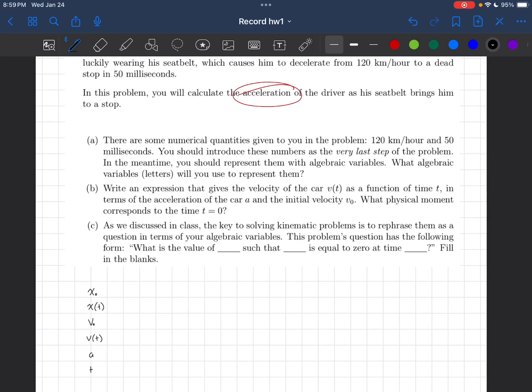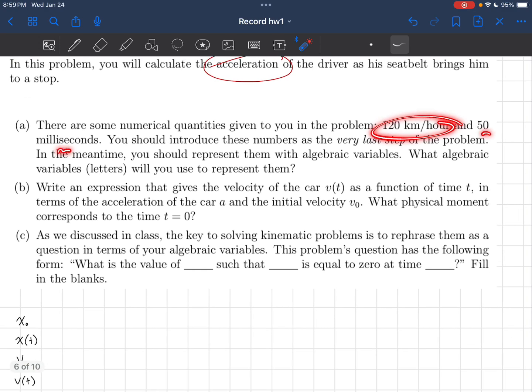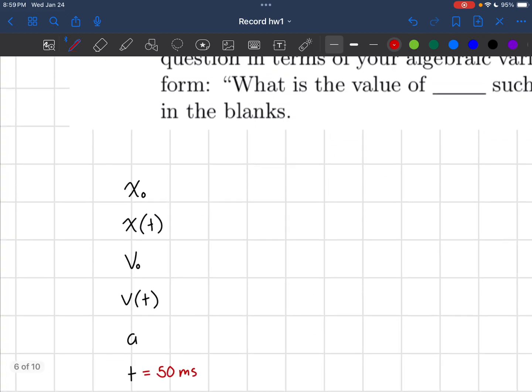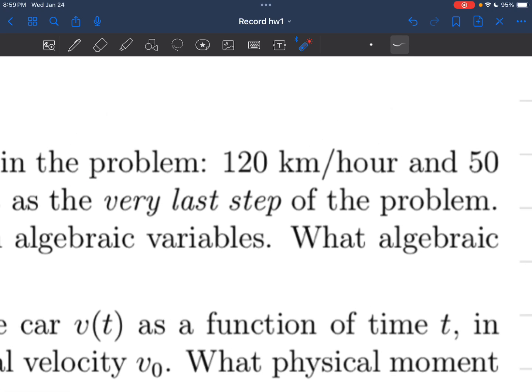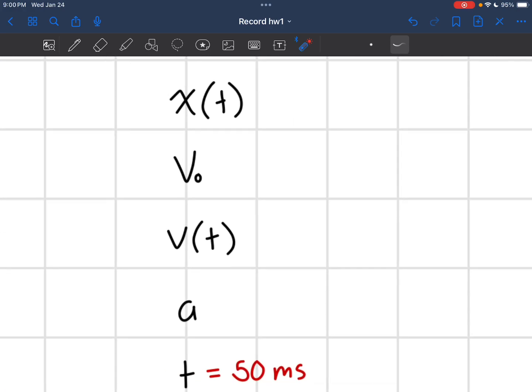In terms of what we know, I have 120 kilometers an hour and 50 milliseconds. Well, my first hint, 50 milliseconds, that's a time. So that makes sense that my variable would be my 50 milliseconds. And my other one, 120 kilometers per hour, well, kilometers per hour, that's a distance per time. Distance per time, that's a velocity. The only problem is I have two different velocities to choose from.